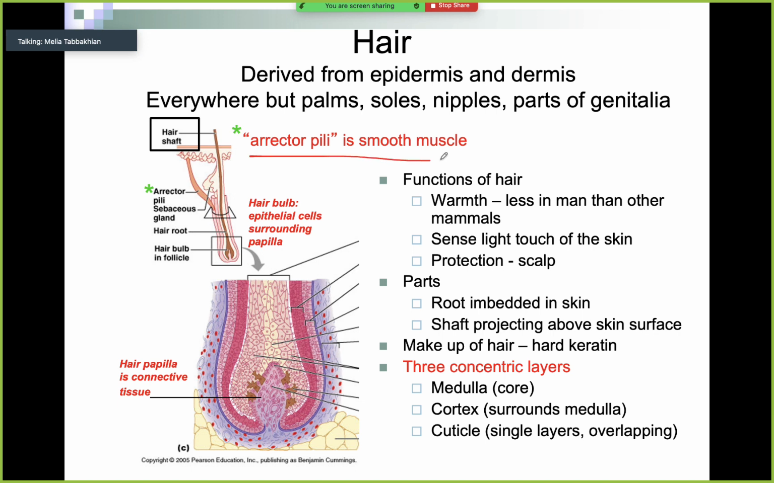We did talk about the erector pili muscle and how when you get cold or you get scared, that erector pili contracts and it makes the hair shaft point up. The point of hair is to keep you warm, to protect your scalp from the sun, and to provide you the ability for light senses of touch. The hair has the root, which is in the skin, specifically the dermis, and the shaft projects up out of the epidermis and out to the outside environment. Just like nails, hair is made out of keratin.